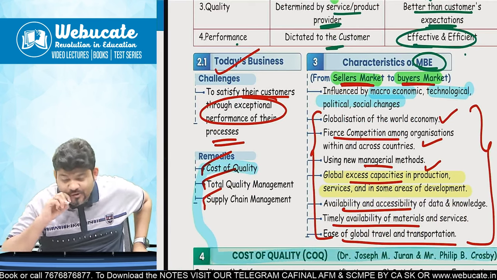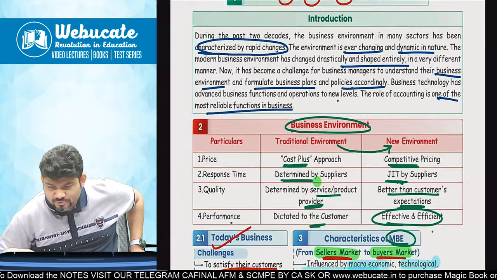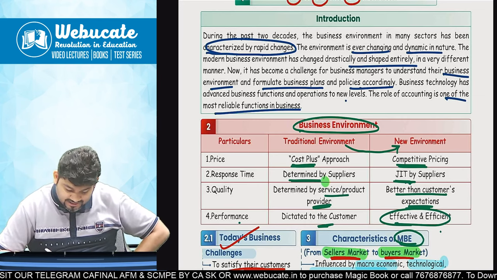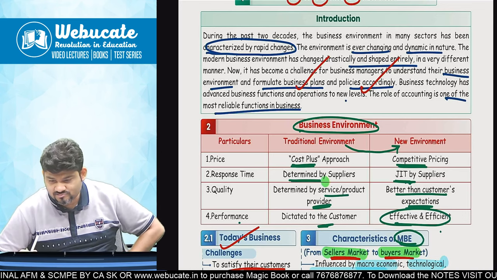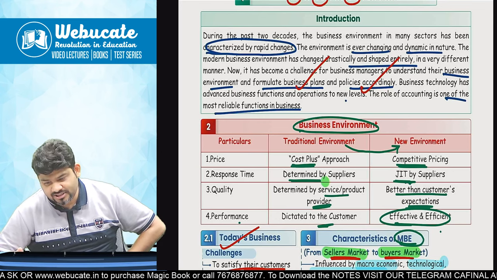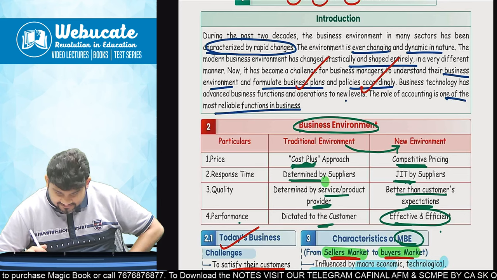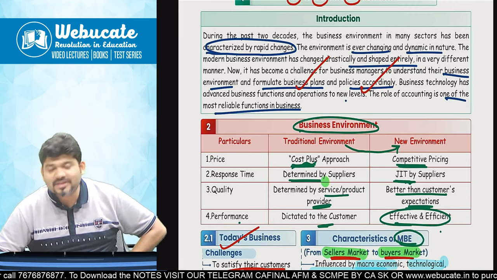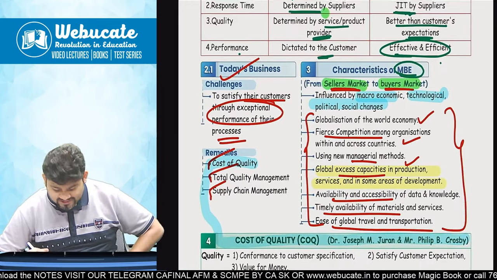The base that I had set for you all through my example is now what we are coming to. This was just an introduction wherein we came to know the rapid changes and the changing dynamic nature, resulting in companies formulating better business plans and policies. Technology became advanced. And that's how the traditional environment changed to the new environment: from cost plus approach to competitive pricing, from focus on suppliers to just in time, quality now has to be given above customers' expectations, and performance is also becoming effective and efficient.